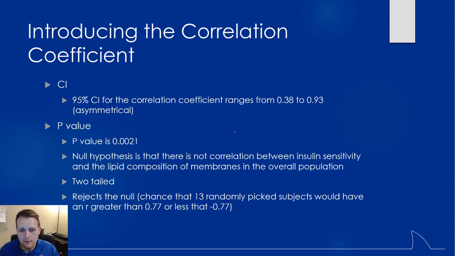Now it's two-tailed. And why is it two-tailed? Well, because before doing the study, you might not know, was it going to be a positive correlation coefficient or was it a negative correlation coefficient? Okay. And again, you can reject the null hypothesis because, due to that p-value, it's very unlikely that this is due to chance alone.